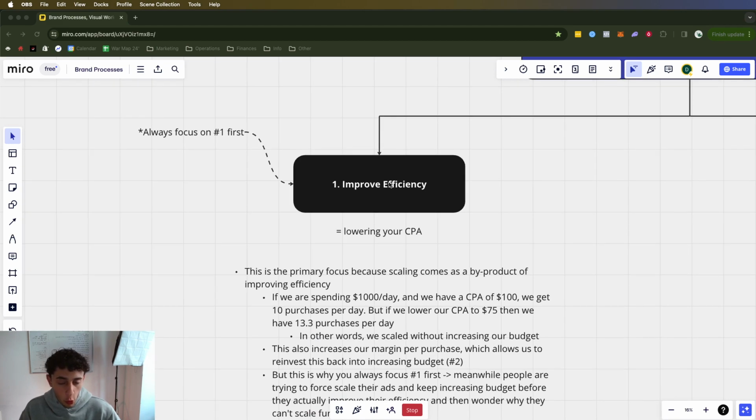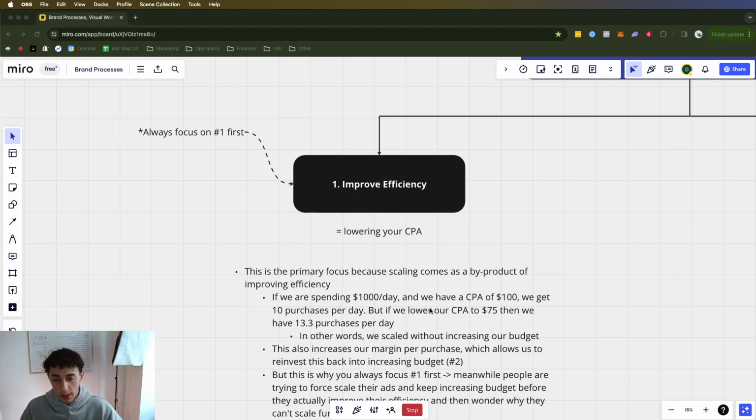In fact, you should almost always focus on this one, because once again, as you focus on this and you improve this, scaling kind of just happens. Like, it just happens for you. It's easy to scale when you have this, because you have room to your target, right? So you always want to focus on improving the efficiency first. You become more efficient, you increase your scale, you increase the number of purchases you get each day without actually having to spend more money.